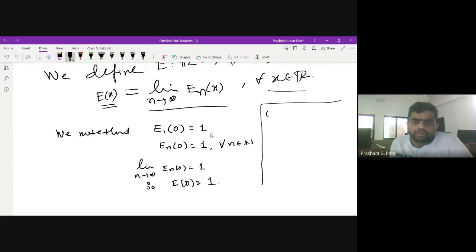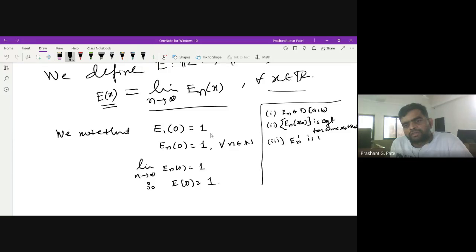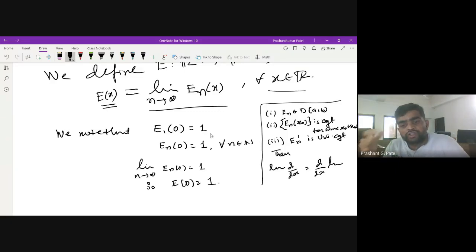in the uniform convergence, that if each En belongs to D[a,b]. What is D[a,b]? The set of all differentiable functions on [a,b]. The first condition is each En is differentiable. The second condition is En at x0 is convergent for some x0 in [a,b]. So for some point the function should be convergent. And the third one is En dash is uniformly convergent. Then we have proved that the limit and the derivative you can interchange. So this is what we have recalled regarding interchanging the limit and the differentiation sign.